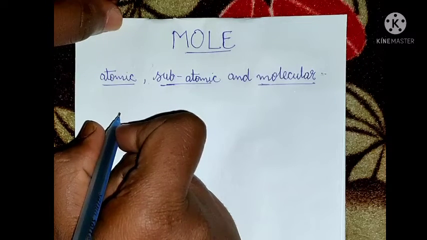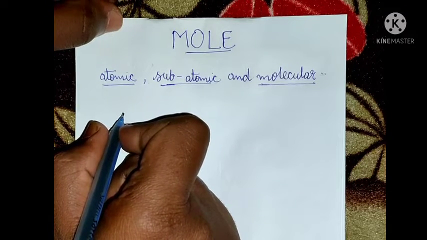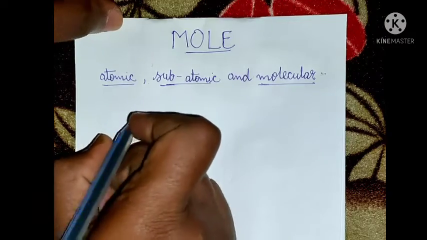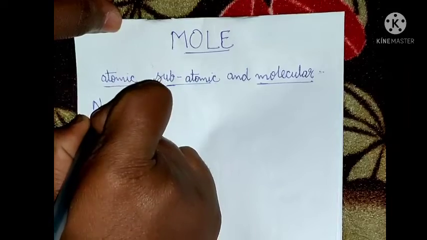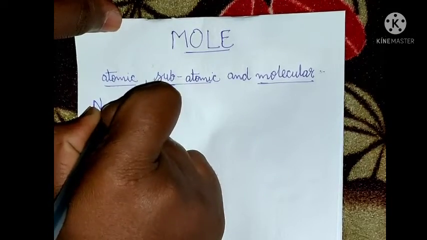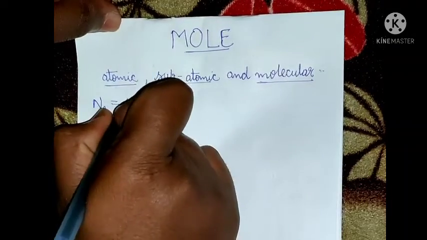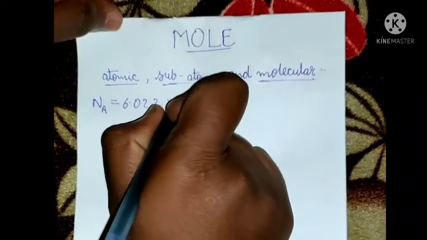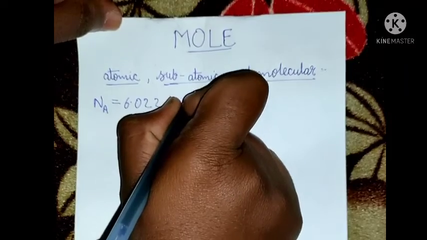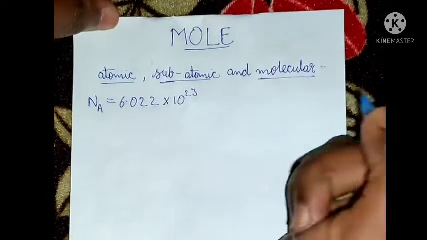Basically, first of all we will find the number of moles of a substance. Then we will multiply it with a constant known as Avogadro's number, denoted by Na, whose value is 6.022 into 10 to the power 23, which will give us the number of entities.